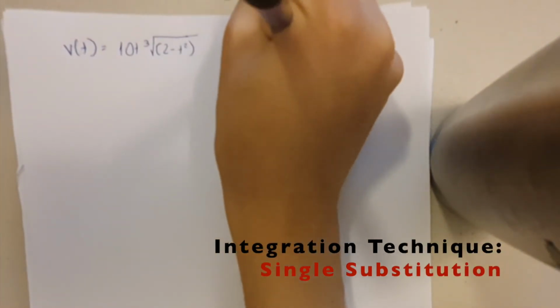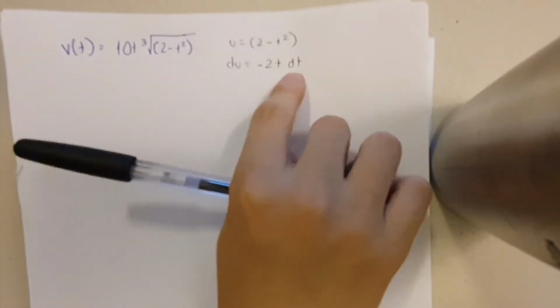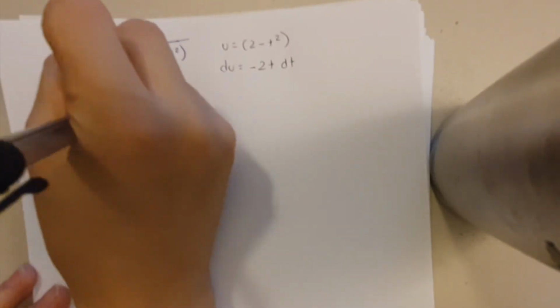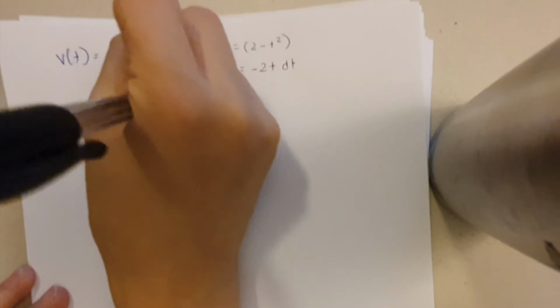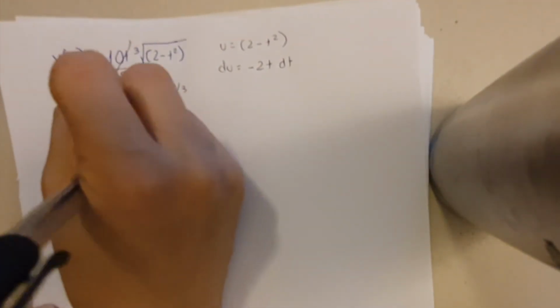Now we will integrate our equation. First of all, we need to get our u and our du. Our u is 2 minus t squared and our du is negative 2t dt. Now we need to balance our equation. In order to do this, we need to divide 10 by negative 5, and on the outside we need to multiply everything by negative 5.